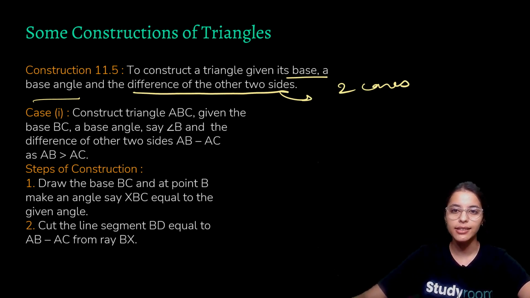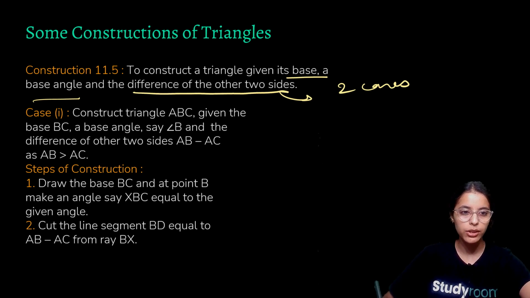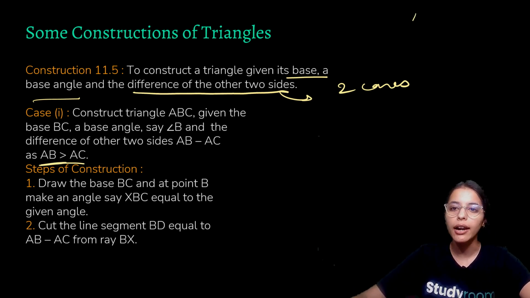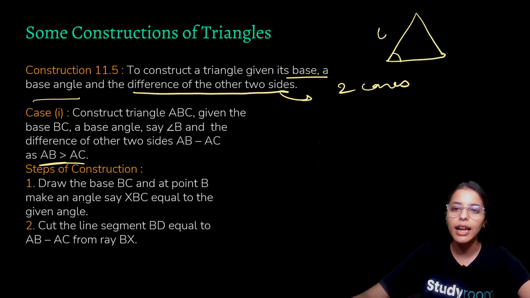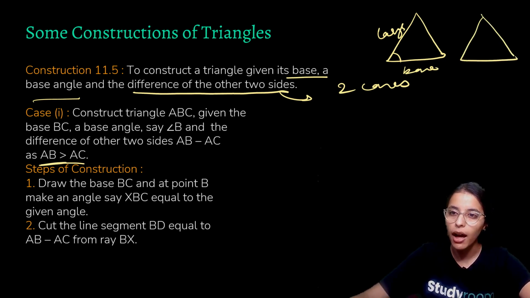In the first case, we have AB is greater than AC. Now, before I move on further, I should mention what is AB and AC. So, in the first case, in this triangle, the base angle is between the larger side and the base side. And in the second case, the base angle is between the base side and the smaller side.